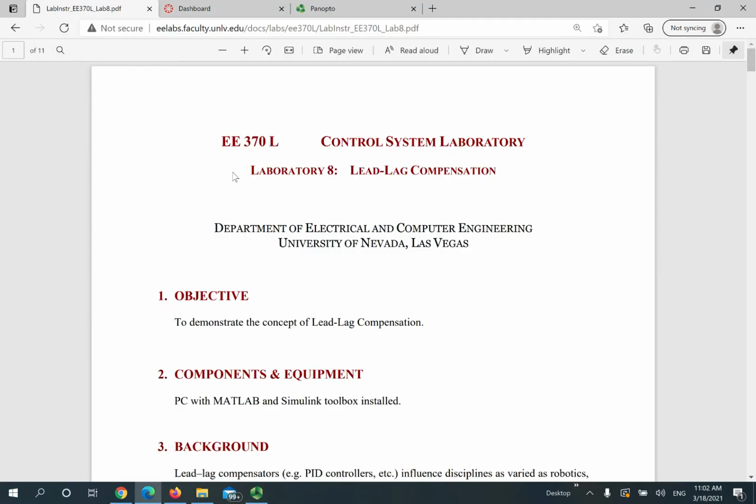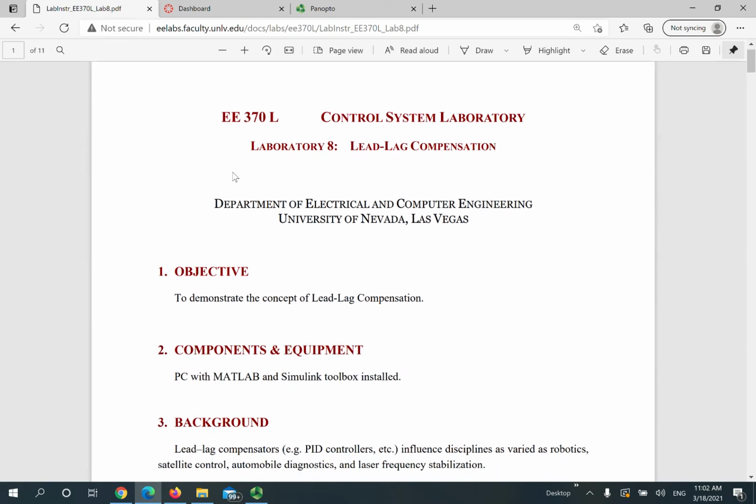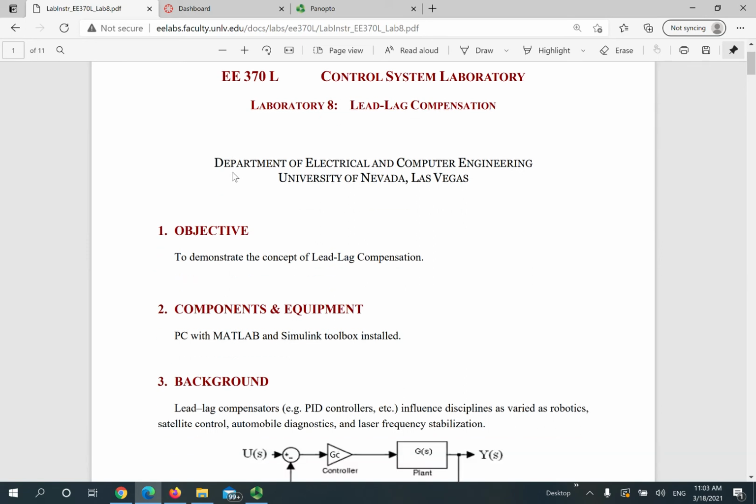Okay, today we will go through the lead-lag compensation process, or compensator design. A lead-lag compensator is a component in a control system that usually improves the frequency response in a feedback control system. It's a fundamental building block in classical control theory, and its influence on disciplines usually varies from robotics, satellite control, laser frequency stabilization, and so on.